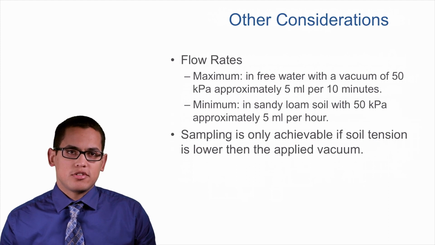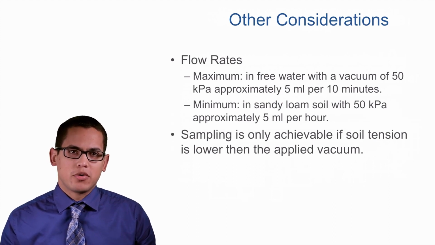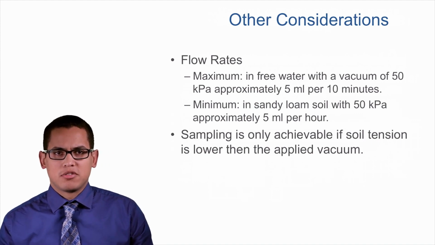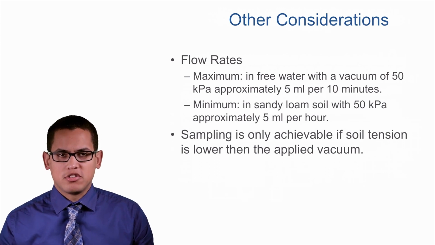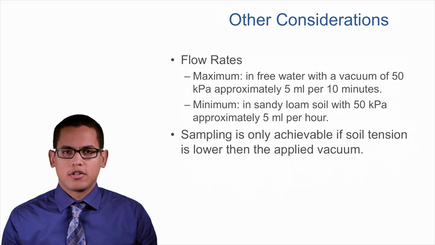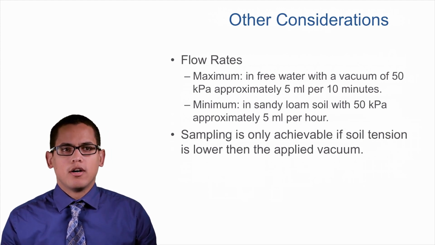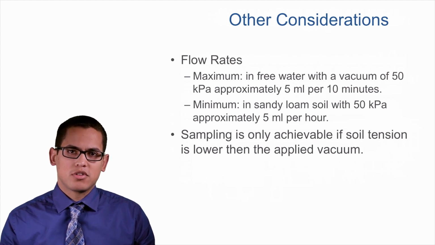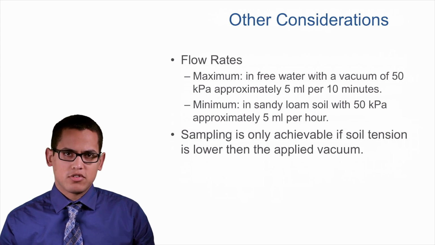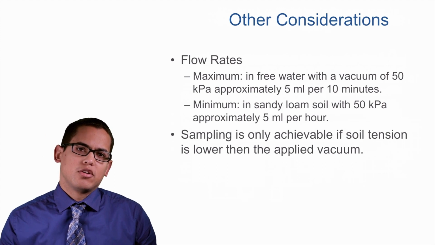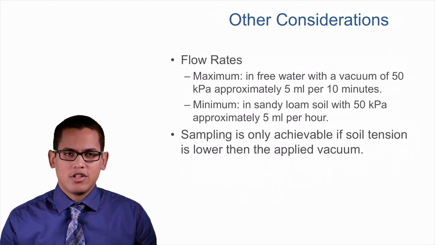So some other considerations, flow rates. Remember, the maximum flow rate that you can see from a sampler in free water with a vacuum of 50 kilopascals is approximately 5 milliliters per 10 minutes. And this is in the higher air entry point ceramics, so around 90 to 100 kPa air entry point. And kind of a minimum, in a sandy loam soil with 50 kilopascals of suction, and so this is not going to be a completely saturated soil, you're looking at around 5 milliliters per hour.